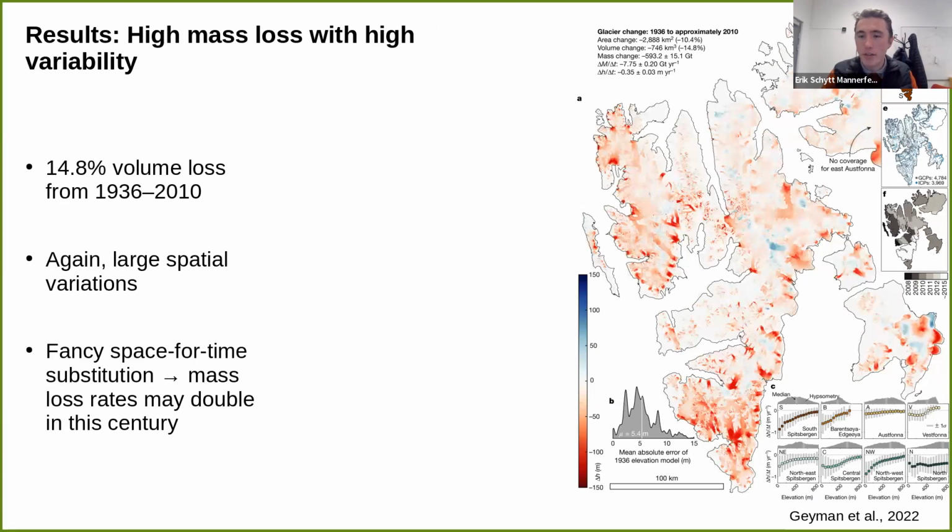This publication is in Nature, and we now have this beautiful elevation change map over Svalbard. We see a 15% volume loss in the last 80 years, but there are these massive spatial variations, so more in some places and less in another. They could also use some impressive statistics to predict that mass balance or mass loss rates may double in the coming century.